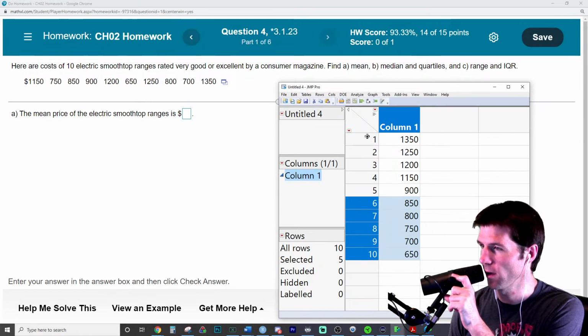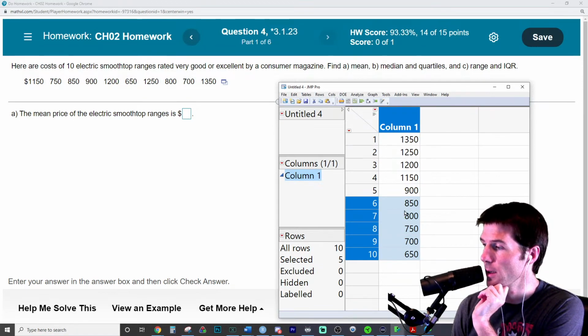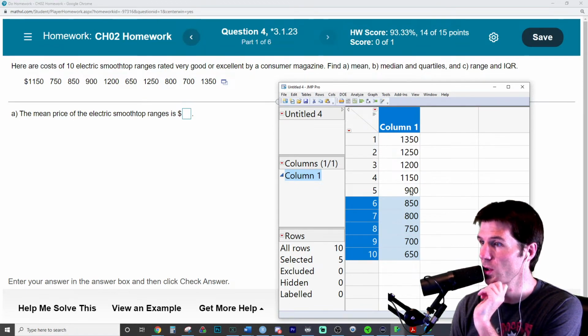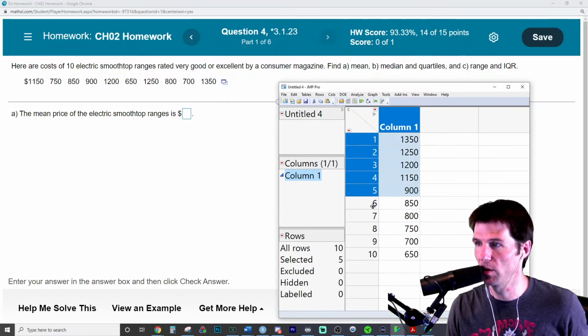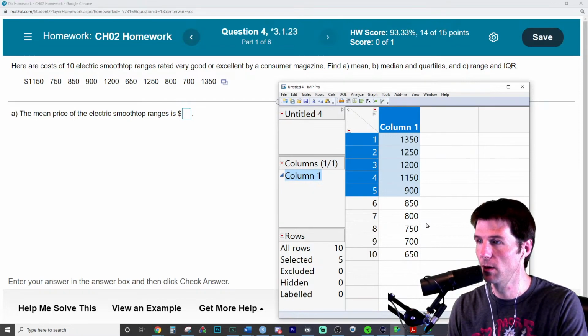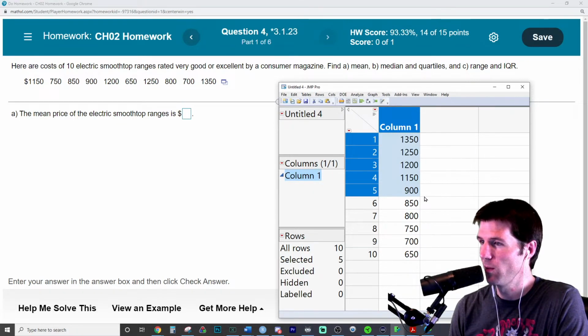I know it's not asking that right now, but I just want you to look at it and tell me the median of this data. With 10 numbers going from lowest to highest, there's no middle number. So we don't have a middle number because there's 5 lower numbers and 5 upper numbers. So what is the median?